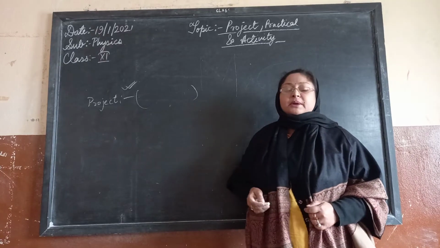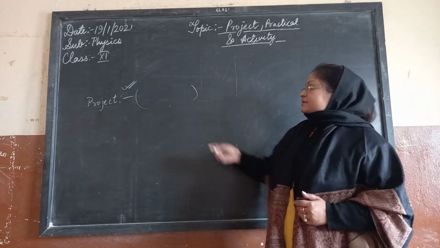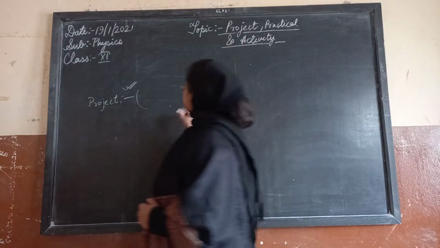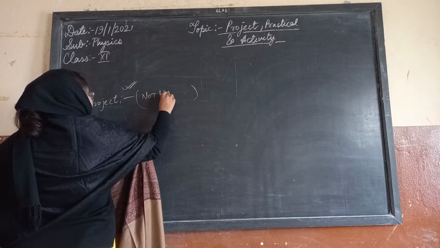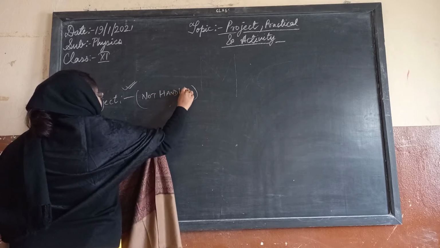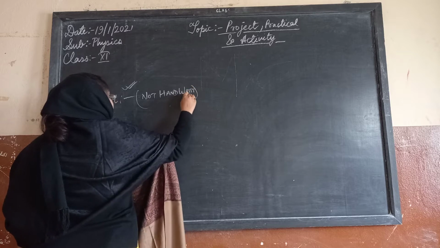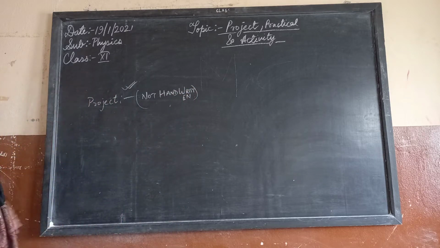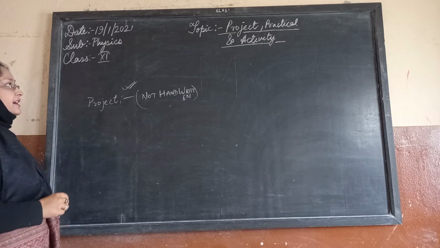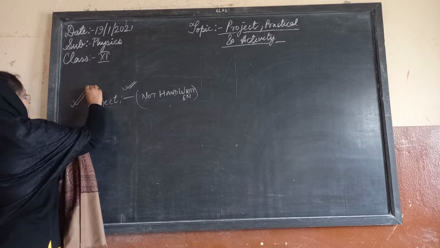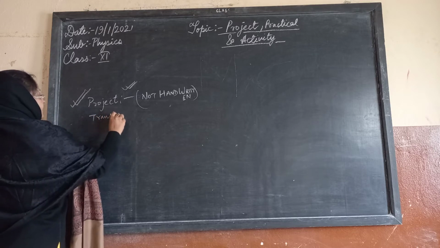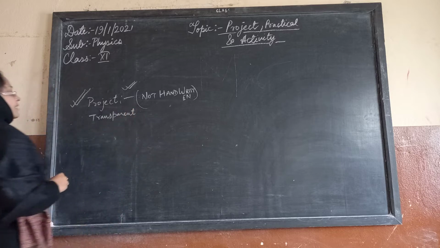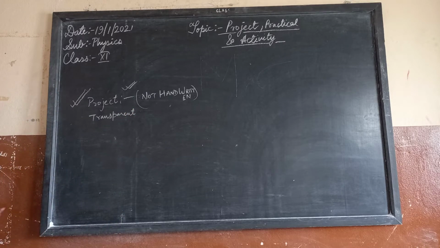You have to make a typed project in this 11th standard. The project should be typed, not handwritten. So you have got an idea regarding the project. In a separate file, a spiral kind of file, a transparent file is needed for your project. In that you can write your name, your board name, roll number, everything.